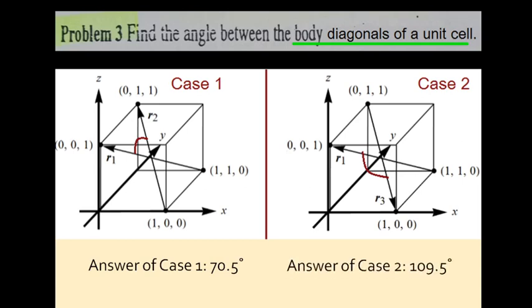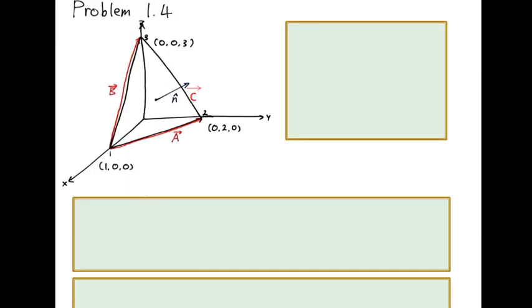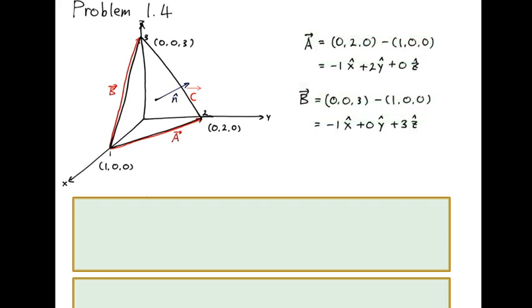And similarly the answer for case 2 would be 109.5 degrees. Okay, problem number 1.4, where again I need to find the vector a and vector b in the face-cutting coordinates as 1, 2, 3 on the x, y and z axes respectively. We are interested in finding the unit vector which comes out through this particular face, and that is n. So what we will do, first of all, is find vector a and vector b.